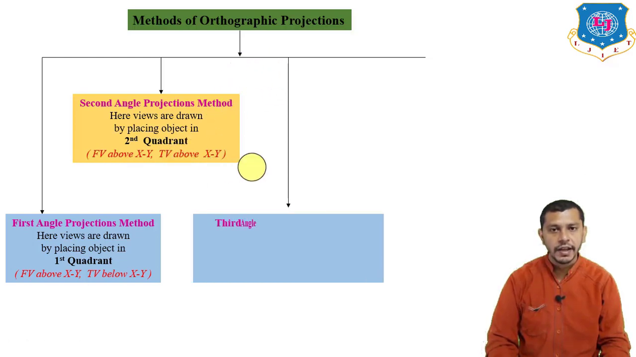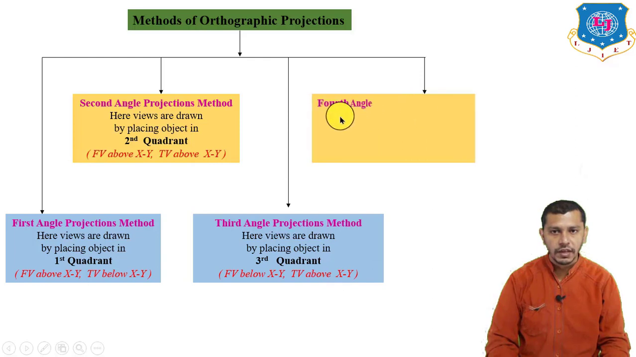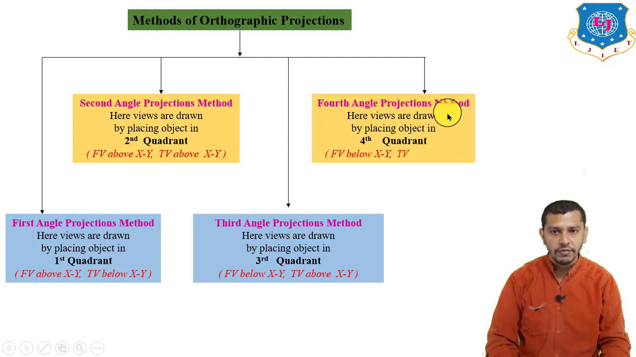Then the third angle projection method. In the third angle projection method, the views are drawn by placing the object in the third quadrant. So if we place the object in the third quadrant, we will get the front view below the XY reference line and the top view above the XY reference line. And the fourth angle projection method. Here the views are drawn by placing the object in the fourth quadrant. And if we place the object in the fourth quadrant, we will get the front view below the XY reference line and the top view below the XY reference line.